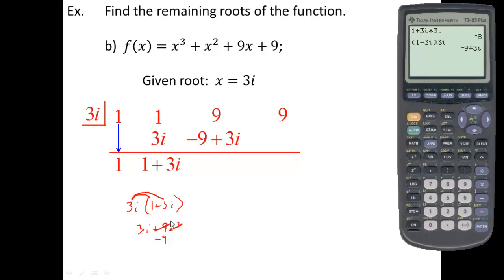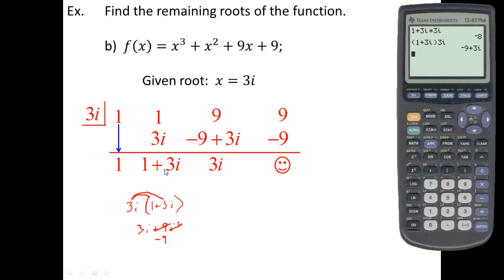So again, you can do it by hand, or you are more than welcome to pull out a calculator and just let the calculator do the arithmetic. So let's keep going. Now let's add 9 and negative 9 plus 3i. I don't need a calculator for that. 9 and negative 9 cancel out. We're left with 3i. 3i times 3i, we've already done that calculation. It's negative 9. Add it together, happy face. I got exactly what I expected. I got 0 as my remainder because I already knew 3i was a root.